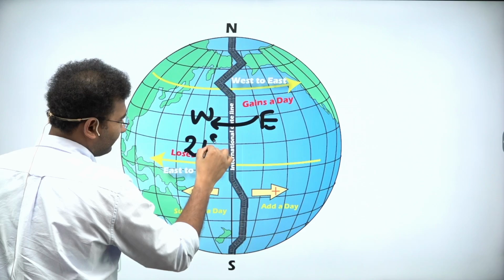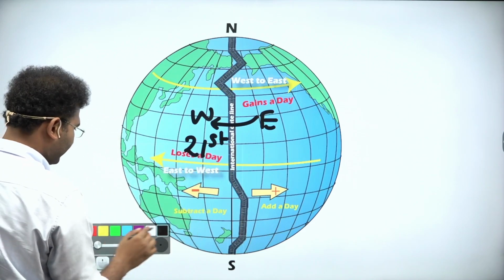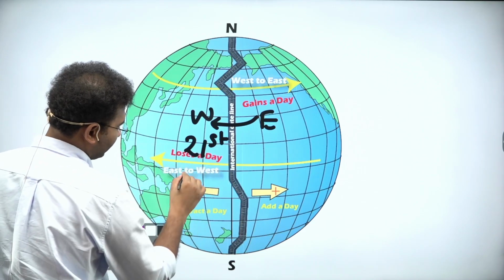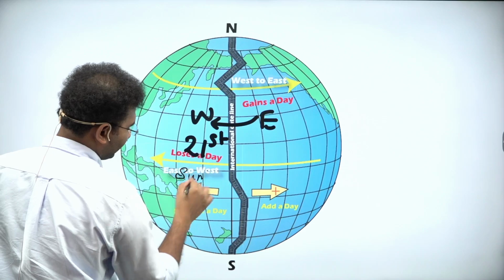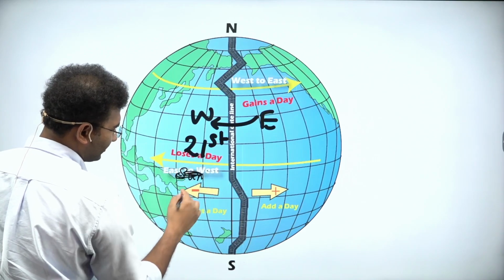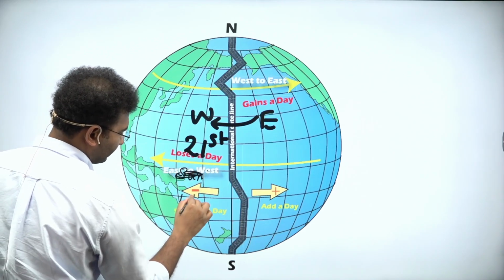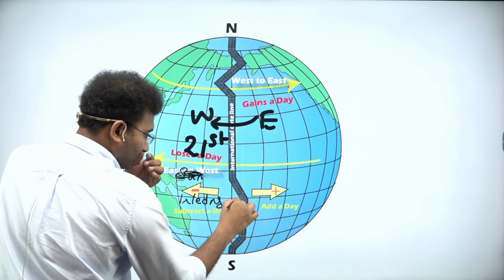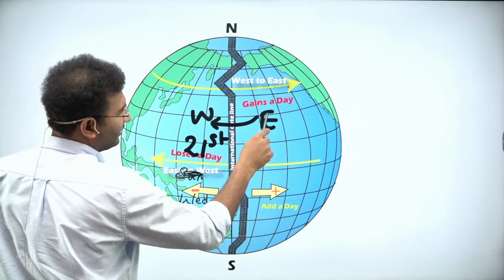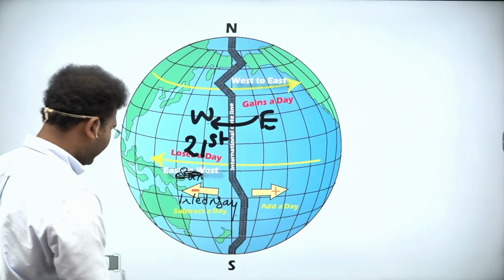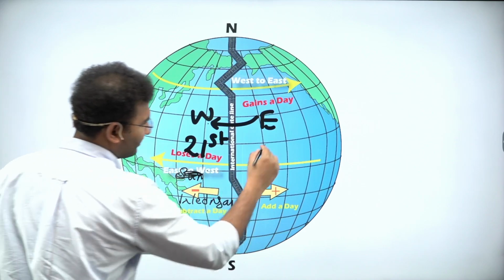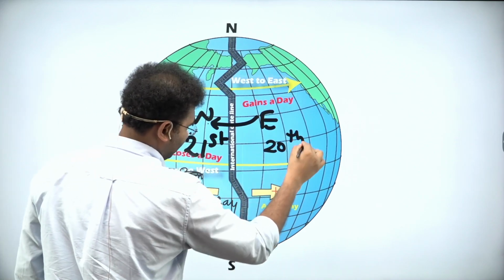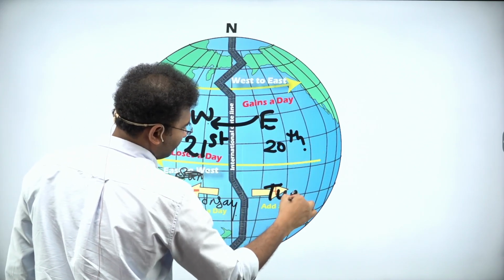Imagine this is the 21st of the month and the day here is Sunday. If Sunday is confusing to you, I'll make it Wednesday. So if you are moving from east to west, did you gain a day or lose a day? Here the day will be the 20th and here it is Tuesday.